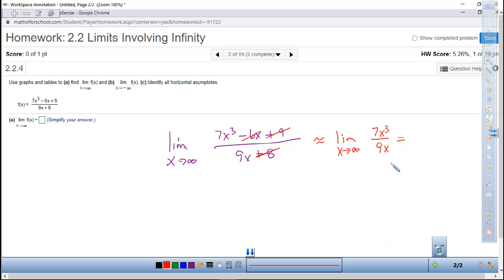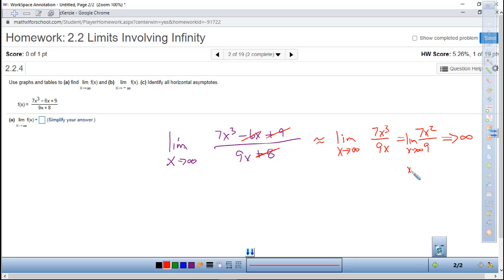Now, when you do that, well, of course, now we can cancel out one of our x's. So we're going to get 7x squared over 9, and we're taking the limit as x approaches infinity. And what's going to happen to this? Well, the top's going to get larger and larger and larger. Therefore, this is going to approach infinity. So that's going to be our answer here.